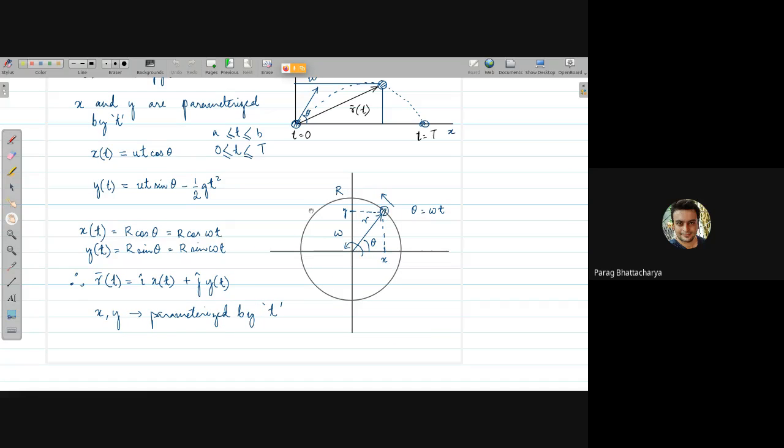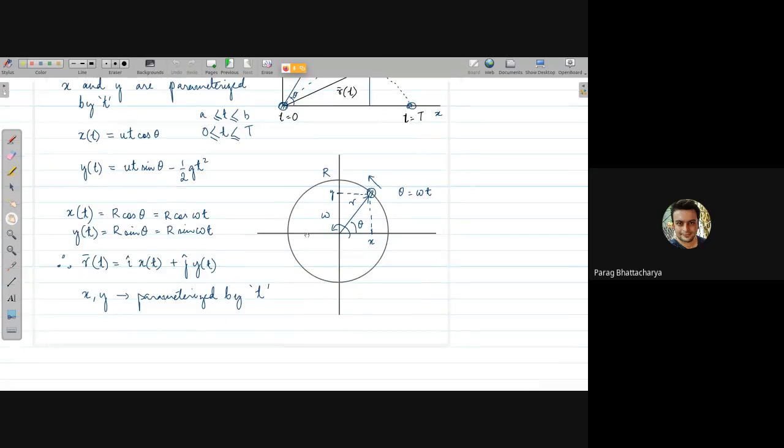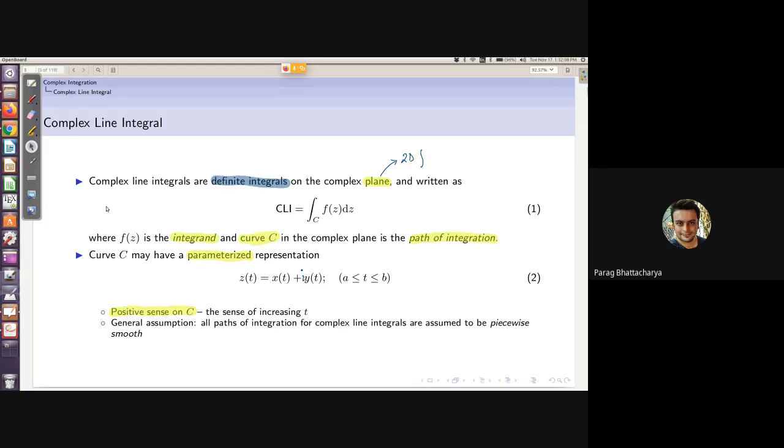Similarly, when you have circular motion, we define the motion to be positive if you're moving in the anti-clockwise direction, and the motion is negative if you're moving in the clockwise direction. So which direction you move is going to decide the sense of the curve, whether it's a positive sense or negative sense of the curve. From problem to problem it could vary. In case of complex line integrals, again here also we are talking about a curve. So we could have something like this.